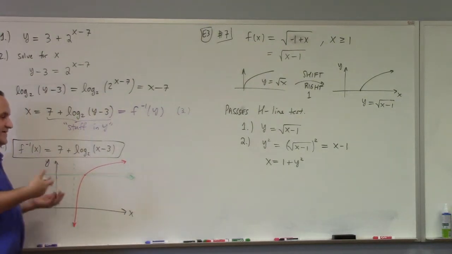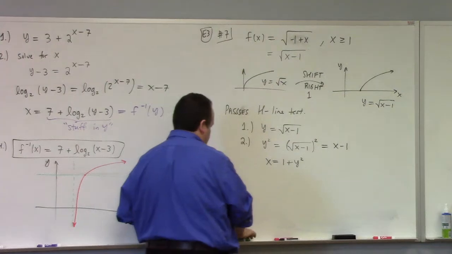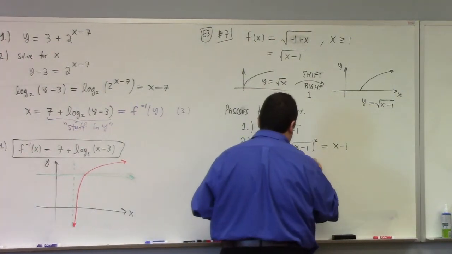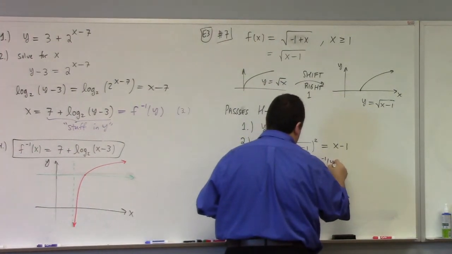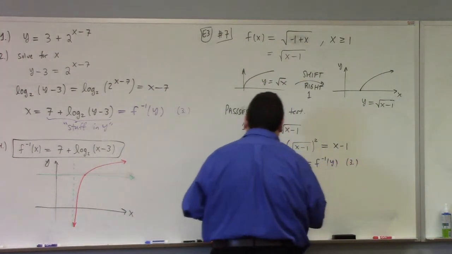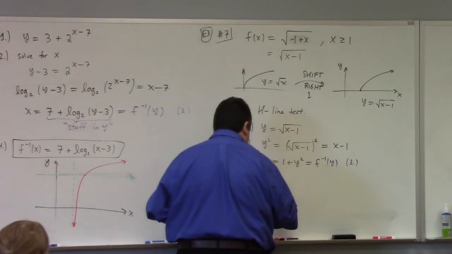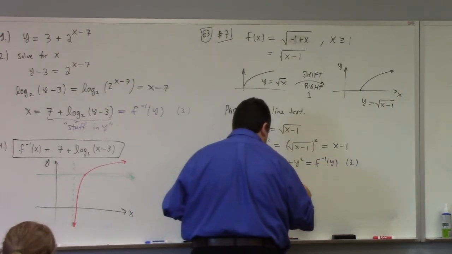That is my stuff in y. That is what we have right now. I would say that this is f inverse of y, but we don't want f inverse of y. We want f inverse of x for this question. So f inverse of x is equal to 1 plus x squared.